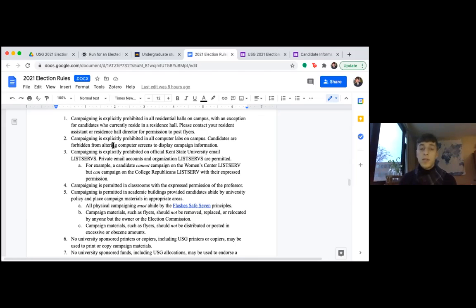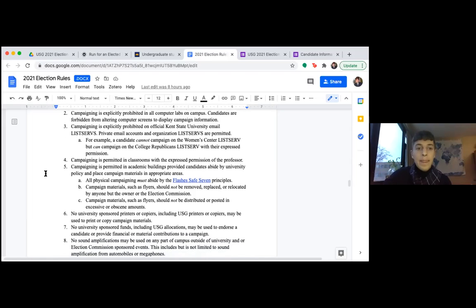Flyering for all the residence halls requires you to contact resident services as a whole, like their secretaries. So you'll also want to look into that. Make sure you're being mindful of other people's authority. Don't invade their space. Don't presume. Just go ahead and ask them. They're probably going to say yes, especially since it's USG.